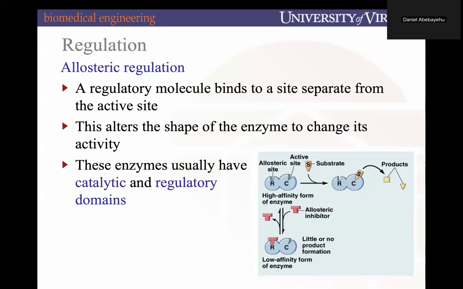allosteric site. So again, we can have positive and negative allosteric regulation. Positive would increase the affinity of the active site for the substrate, and negative allosteric regulation would lower the affinity of the active site for a substrate. And again, catalytic domain is another name for the active site. Regulatory domain is another name for the allosteric site.